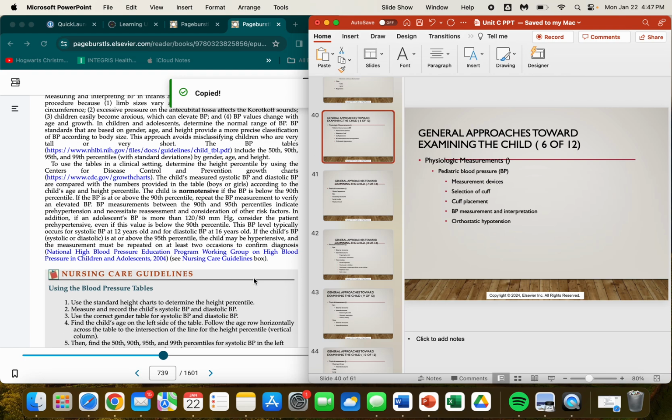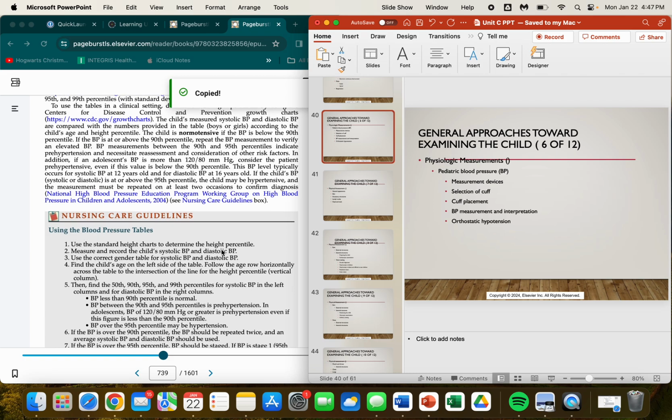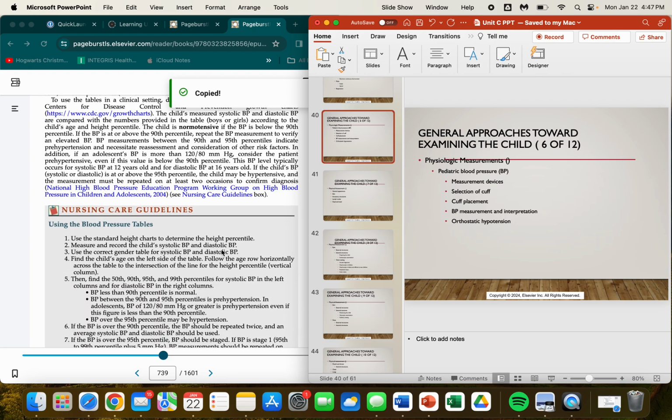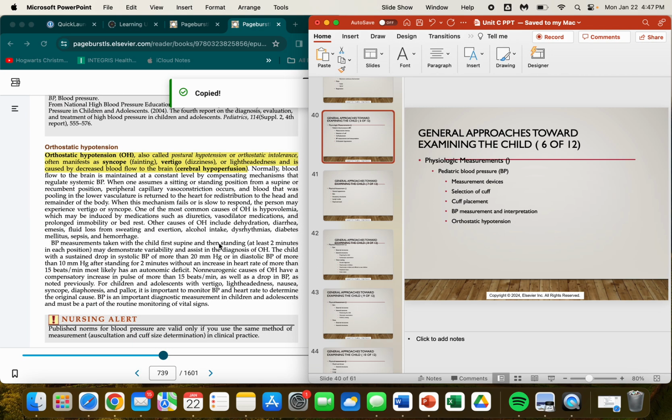This just talks about what's normotensive. So you should just know your general ranges for pediatric blood pressures, and obviously we've been over those in first semester and in lab.